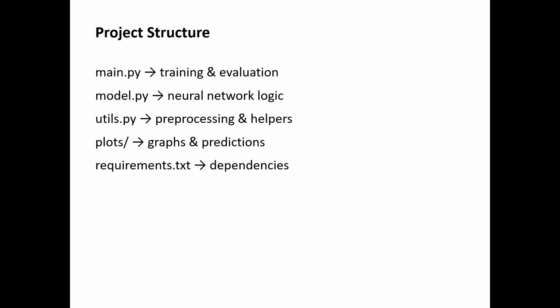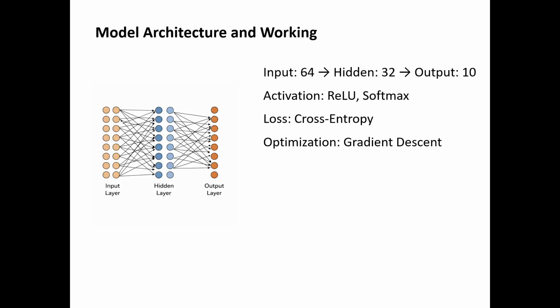The project structure is mainly considered in three parts: main.py, model.py and utilities.py. The main.py is the main controller, or main execution, of the project. Model.py has the logic of the neural network and the model structure. Utilities.py has the helper functions and the dataset loading feature. In the plots folder we have saved the graphs of the accuracy and the loss, and the predictions of images are shown there. There is also a requirements txt file, the dependency file, which will be shown in VS Code.